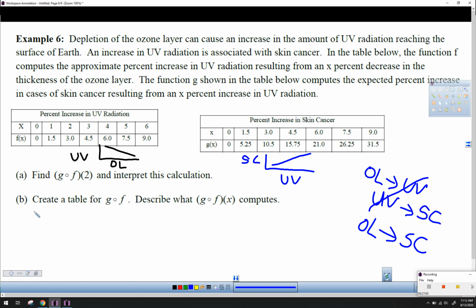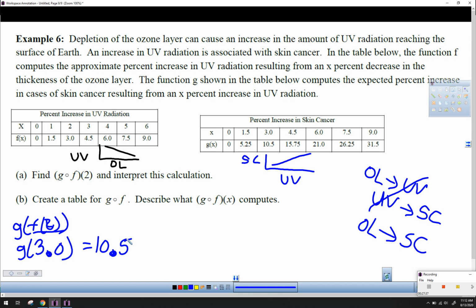For part A, it says find g of f of 2 and interpret this calculation. Well, g of f of 2, the first thing we got to figure out is, well, what's f of 2? Well, f at 2 is 3.0. And now, what's g of 3.0? That's 10.5. Now, again, this is important, guys, in math, especially as you go into college. So what? I got an answer. But if you're not able to justify and tell me what that answer means, it doesn't mean anything. Okay? So what does that answer mean?